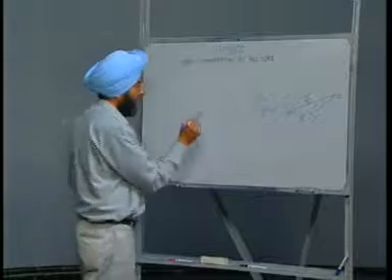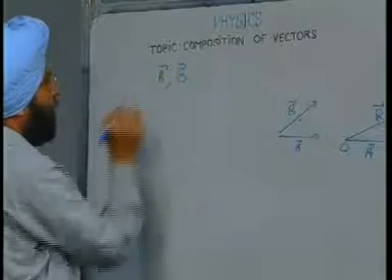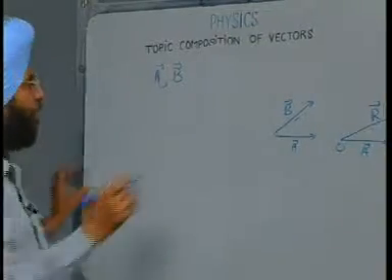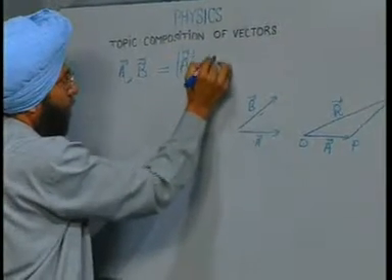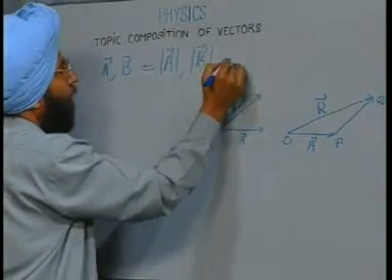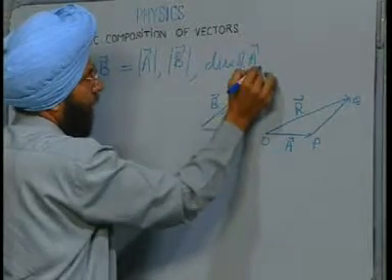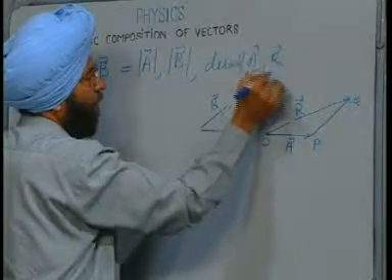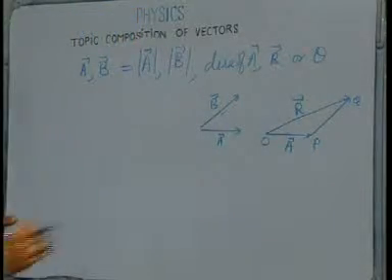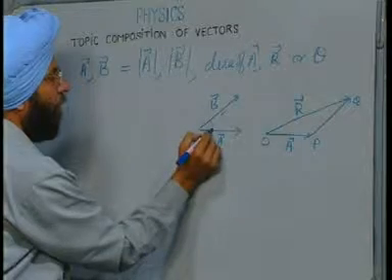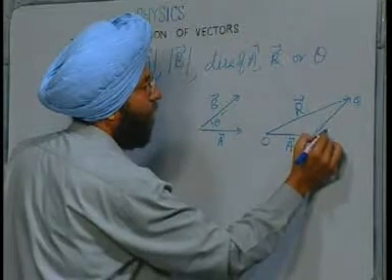Now, see here what is known to us. What we know is vector A and vector B. When we say we know vector A and vector B, we mean we know the magnitude of A vector, the magnitude of B vector, the direction of A and the direction of B vector, or we can say we know the angle between them. This angle is theta.